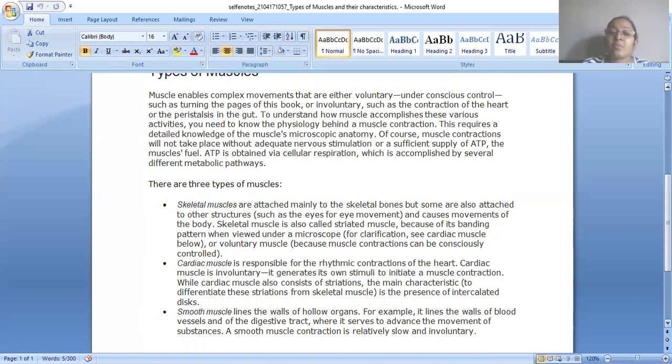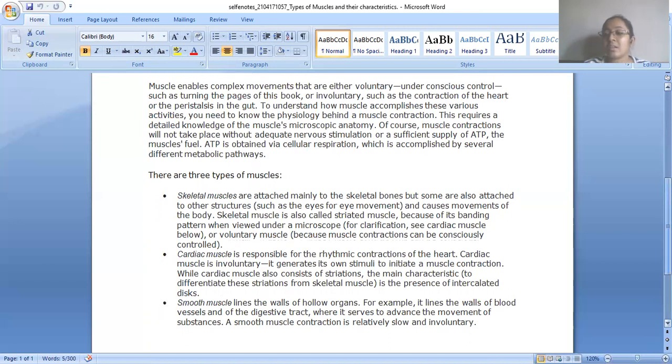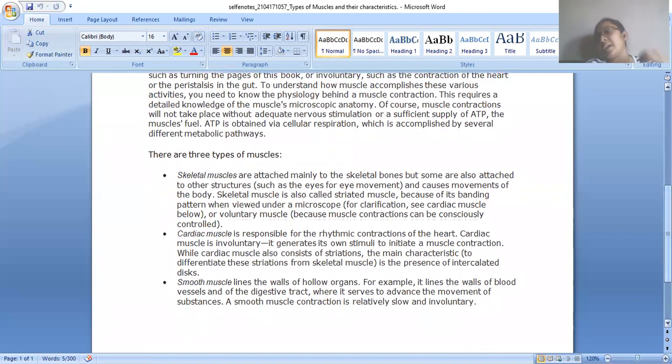Okay, and for clarification, see cardiac muscles below, voluntary muscles. So skeletal muscles are obviously the voluntary muscles. They are under our conscious control. We can think and we can let them move. Like if we want to look upward, we will move our eye upward. So what is causing this upward movement of the eye, or upward looking?